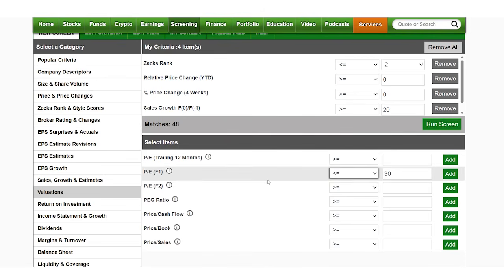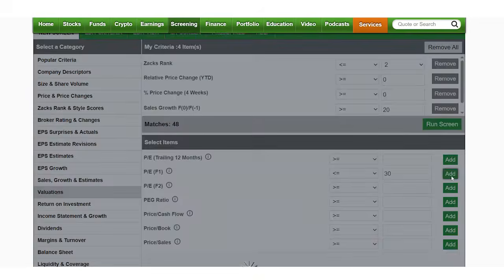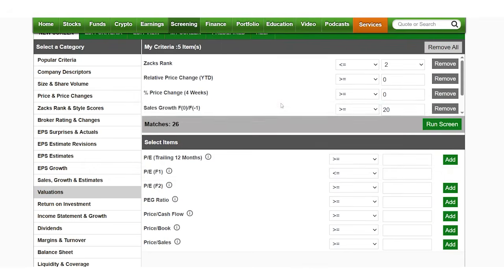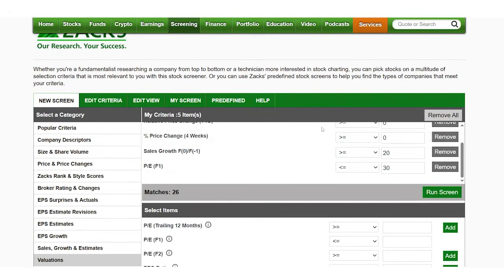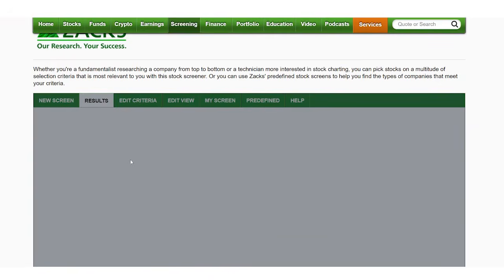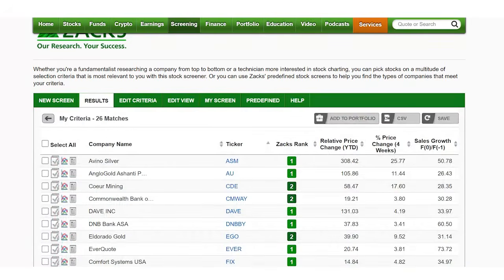And again, looking for sales growth, we could have these companies that don't have an earnings multiple, right? If they don't have earnings, the earnings multiple is going to be negative. So 26. All right. Well, let's see what this gives us. This is a very stringent filter. I might come back and remove this forward earnings one, but let's run the screen. There we go.